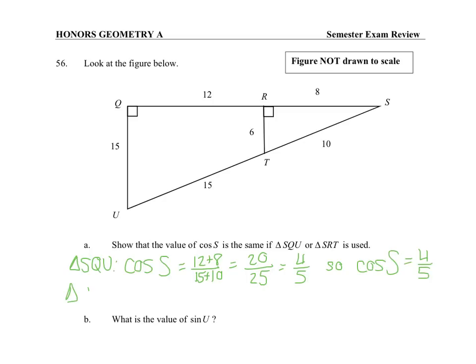Now if I look at triangle SRT, my cosine of S is going to be my adjacent over my hypotenuse, which is 8 over 10. If I divide both numbers by 2, 8 divided by 2 is 4, 10 divided by 2 is 5. So the cosine of S equals 4/5. So now we've shown that it's going to be the same no matter which triangle we use.